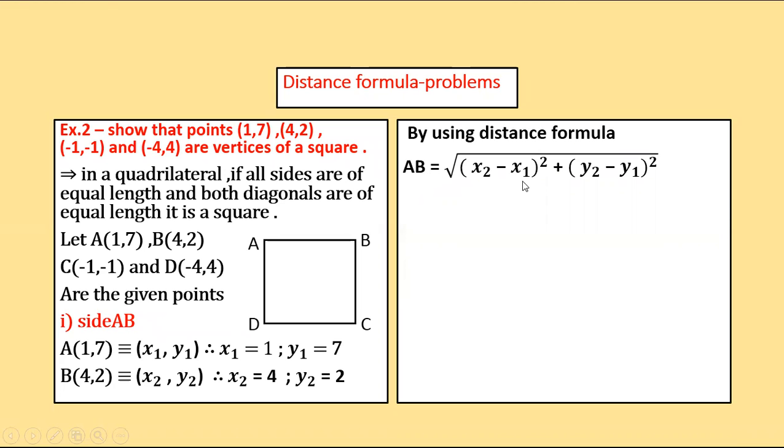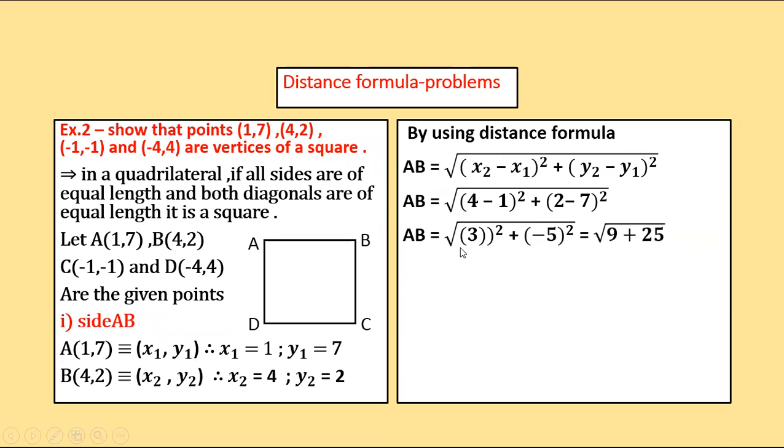AB is equal to square root of (x2 minus x1) whole square plus (y2 minus y1) whole square. Substitute the values x1, y1, x2, y2 in this equation. Then we get AB is equal to square root of (4 minus 1) square plus (2 minus 7) square. In the square root, 4 minus 1 is 3, square is 9, plus 2 minus 7 is minus 5, square is 25. AB is equal to square root of 9 plus 25, which is square root 34. We get equation number 1. This is the length of side AB, equal to square root 34.